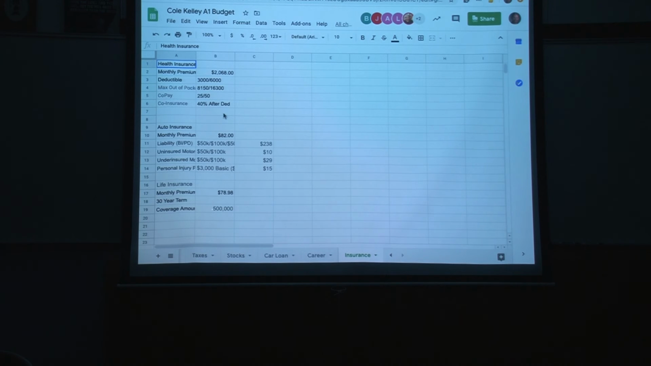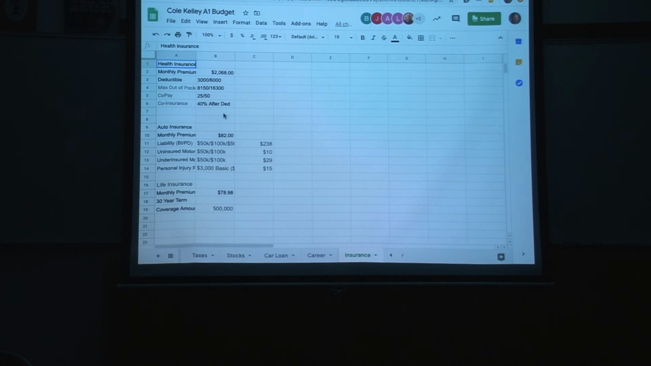If you have my sample pulled up, which I can see a handful of you do, there are tabs at the bottom: a tab that says taxes, a tab that says stocks, a tab that says car loan, a tab that says career, and a tab that says insurance. There's a couple that you've got to have. You got to have taxes. After taxes, you got to have somewhere to live, so there needs to be some kind of housing expense.